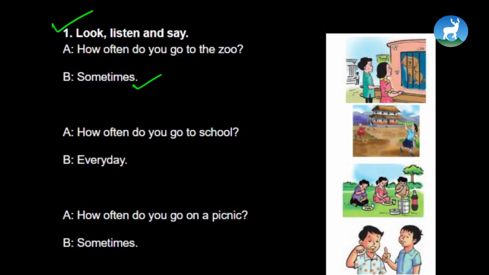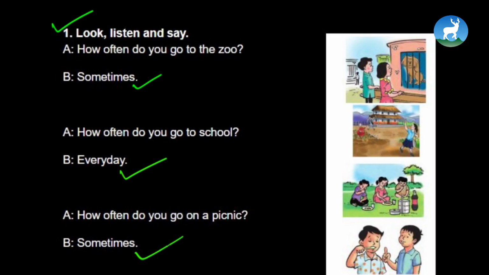A girl is going away from the home. So this is a home, and she's traveling somewhere away, and two people are waving goodbye to the girl. The question can be, how often do you go to school? And the answer is every day. Let's look at the third picture. So these are people enjoying a picnic. They are eating good food, and there's even soda right there. So the question can be, how often do you go on a picnic? And the answer is sometimes.